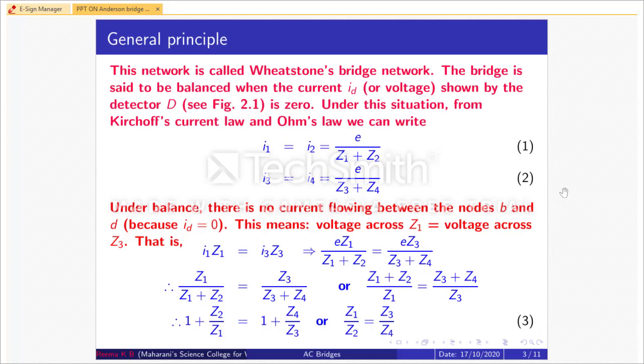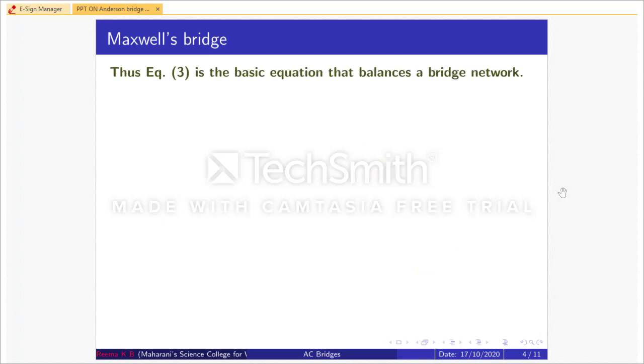This implies E Z1 divided by Z1 plus Z2 is equal to E divided by Z3 plus Z4 into Z3. Therefore, Z1 by Z1 plus Z2 is equal to Z3 divided by Z3 plus Z4. Or we get Z1 by Z2 is equal to Z3 by Z4. Thus, equation 3 is the basic equation that balances a bridge network.